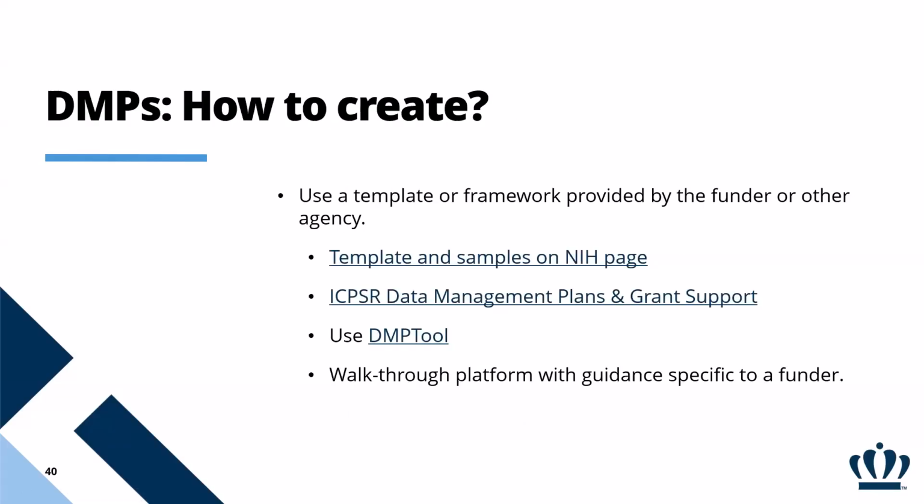So I'm not going to spend too much time on this one because I'm going to be going more in depth in next week's webinar, but there are several ways to create a data management plan. You can use funder guidance and templates if they're available, or guidance from another funder or agency. There's also the DMP tool, which I'll give a demo of next week as well, which is a walkthrough platform that has guidance specific to a funder. So it outlines what you need to enter and then also provides some guidance about what you may or may not need to add in those sections. So it's a really helpful tool, even just to get started with it.